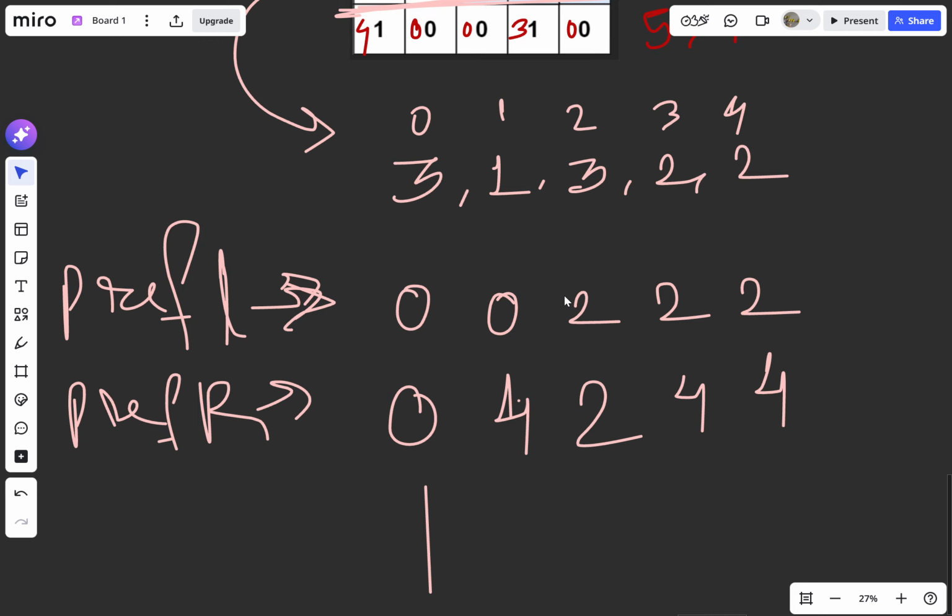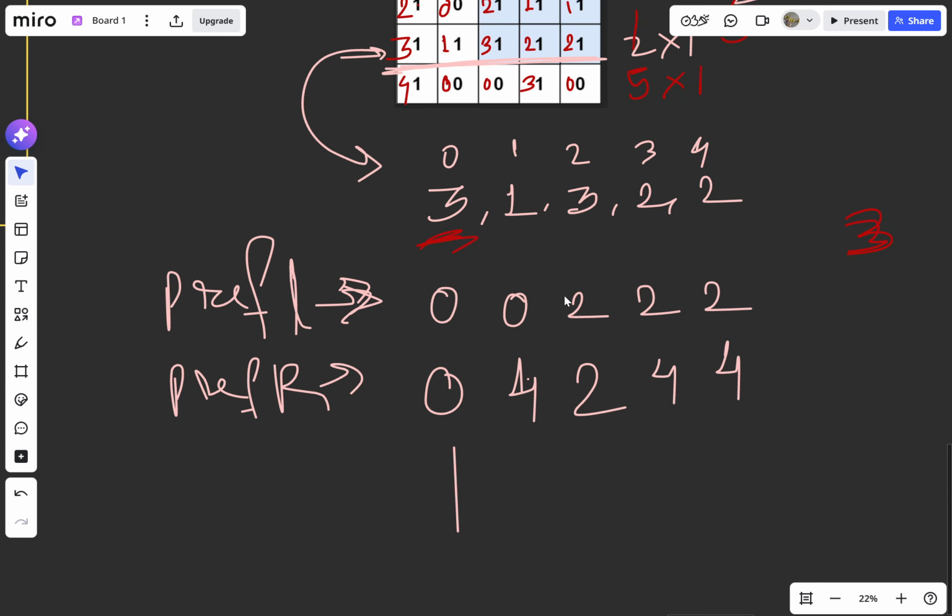Okay, so we can calculate that for a particular ith index. Let's see, for a particular ith index, how many left and how many right are greater than or equal to that particular height. Let's see, its height is 3. Now its height is 3, so how many indexes at the left are greater than or equal to that particular index, and how many indexes at the right are greater than or equal to that particular index.